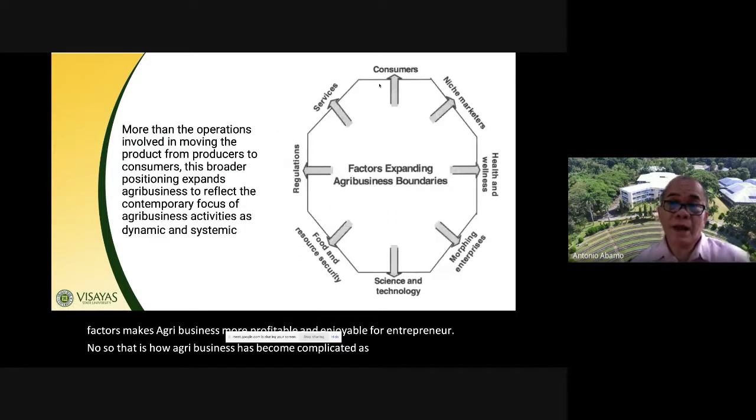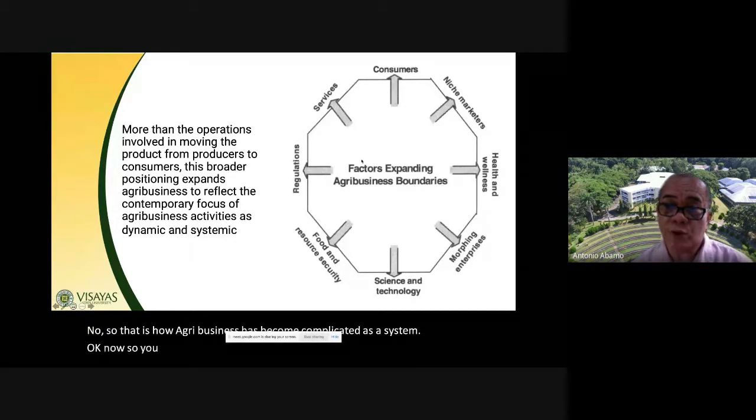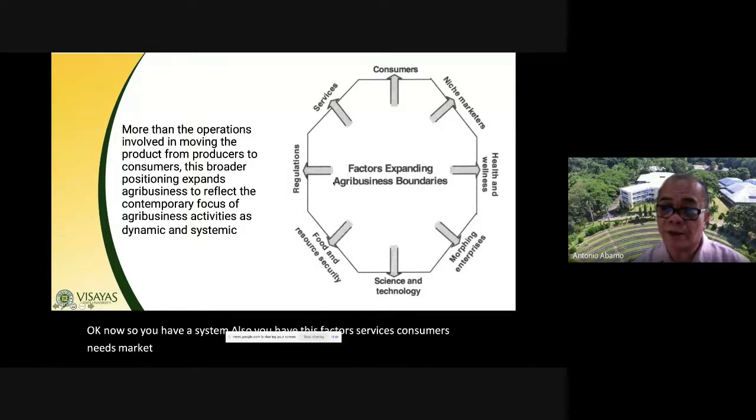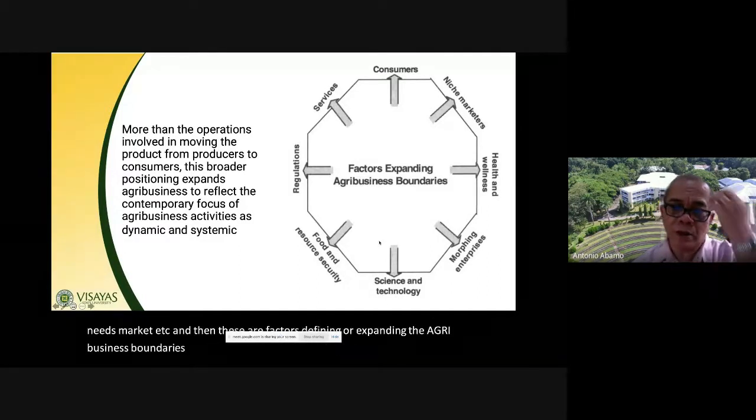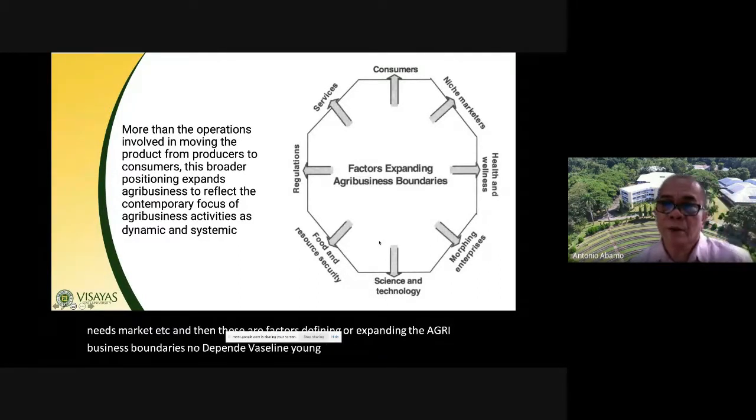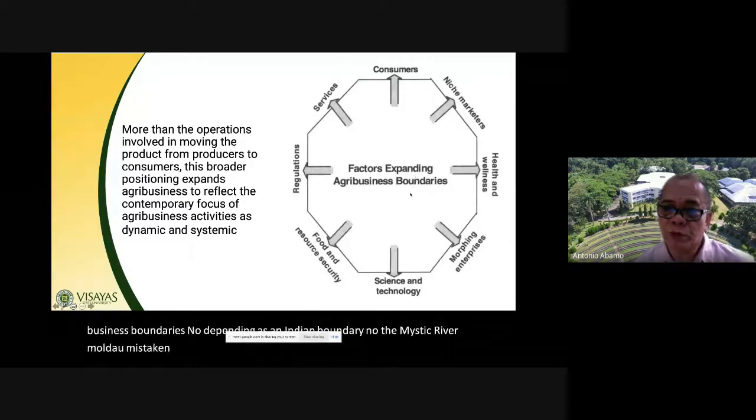Okay. Now, as a system, you also have these factors: services, consumers, niche market, et cetera, no? And then these are factors defining or expanding the agribusiness boundaries, no? Depending on your target, that is your boundary. Domestic na ba mo? If domestic, you have to understand your market.